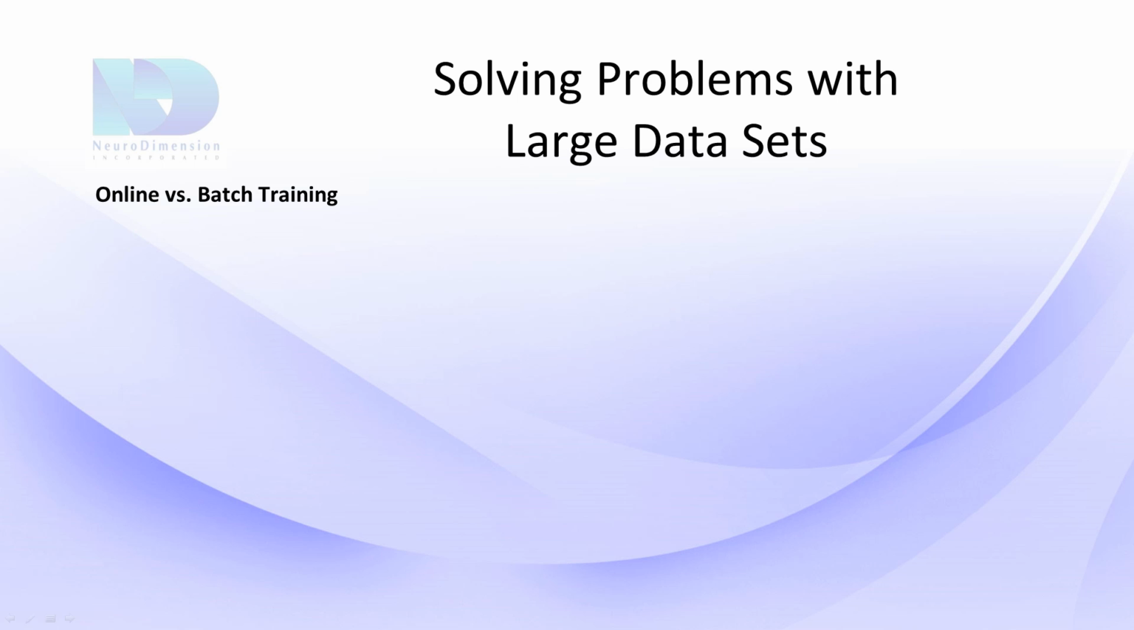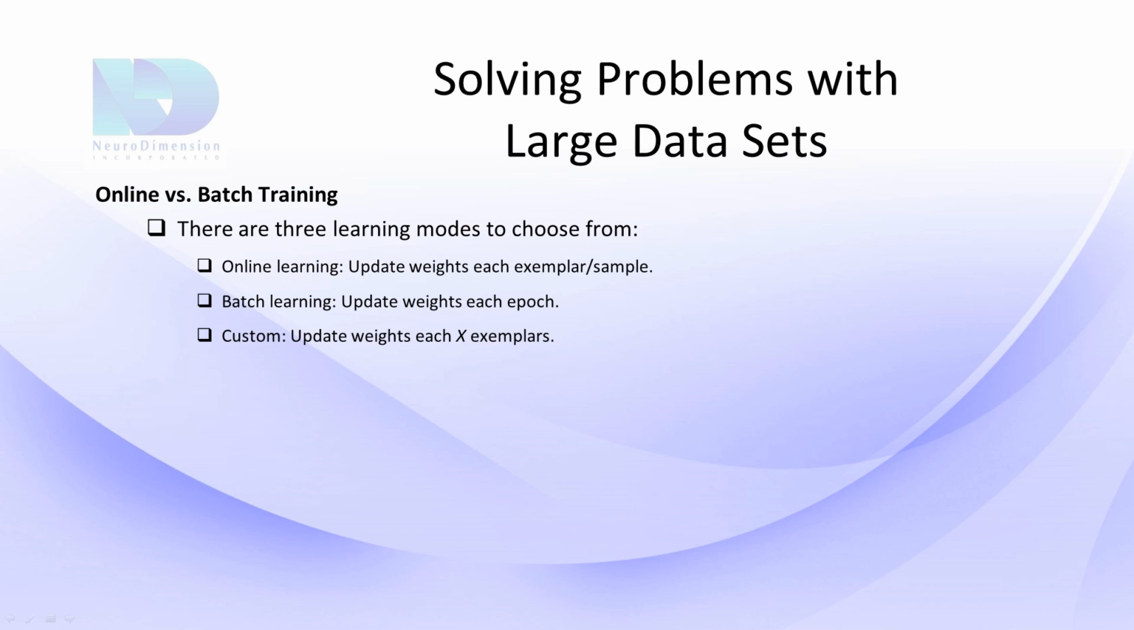Today we are going to look at online versus batch training. In NeuroSolutions, you have three options in the back controller. Online learning updates the weights after each exemplar or sample. Batch learning updates the weights after each epoch. And finally, custom allows you to choose in between batch and online to a user-defined value for the number of exemplars.